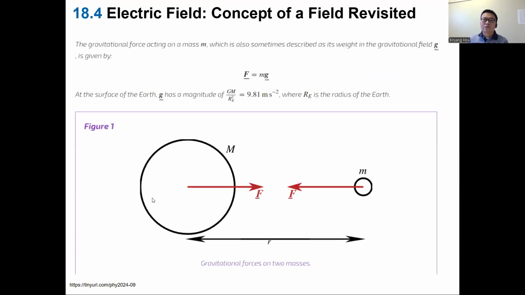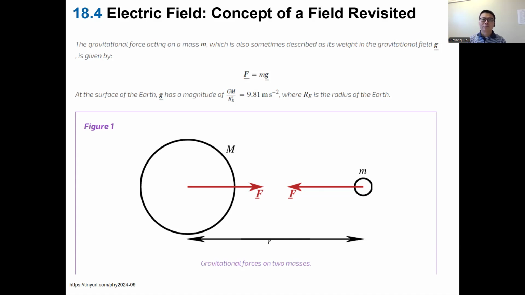Today we're going to look at the new concept called electric field. In some ways it is very similar to the gravitational force, which we mentioned in the last class. The gravitational force formula is G m1 m2 over r squared, and the electric force is K q1 q2 over r squared. So both are very similar to each other.